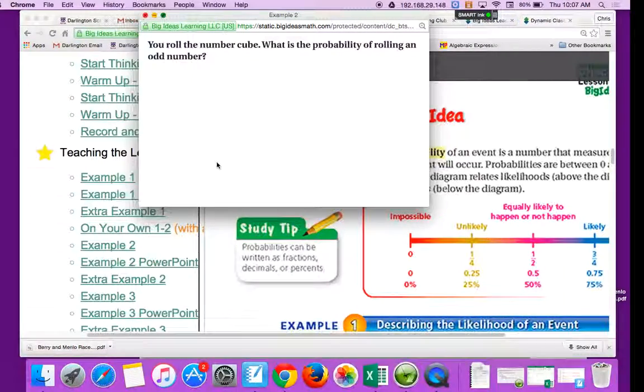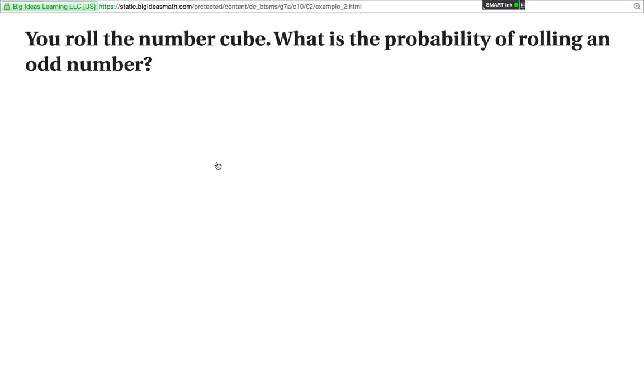Next one, our favorite, cubes. You roll the number cube. What is the probability of rolling an odd number? In the game of craps we talked about yesterday, there is a spot where you can bet on an odd or even number. In this case, you got odd. How many favorable outcomes are there for an odd number on a die? Three. Out of how many possible? Six. 3/6 is what decimal? 0.5, which as a percent is 50%.